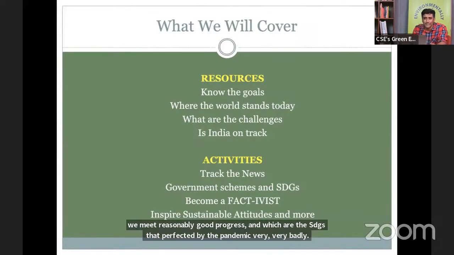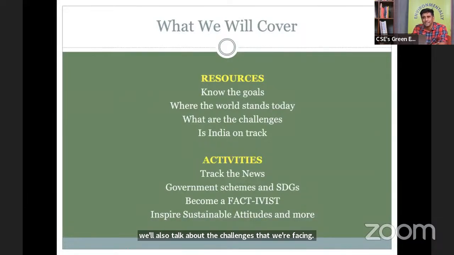Then we'll also talk about the challenges that we're facing. And within the resources, we'll also look at where India stands in its SDG goals. All the countries across the world, as most of you would already know, have to achieve the SDGs. There are 198, if I'm not wrong, UN signatories, and they are all countries and they are all achieving or gearing up to achieve the SDGs.